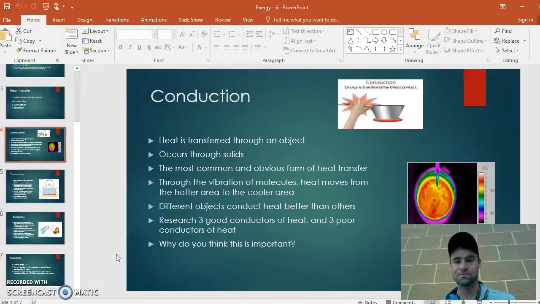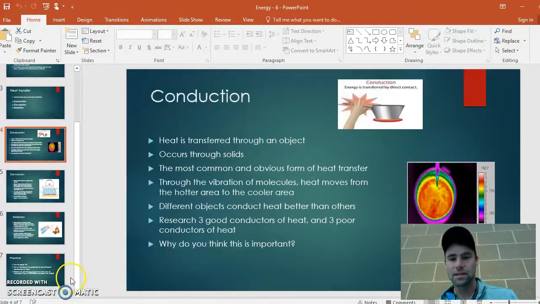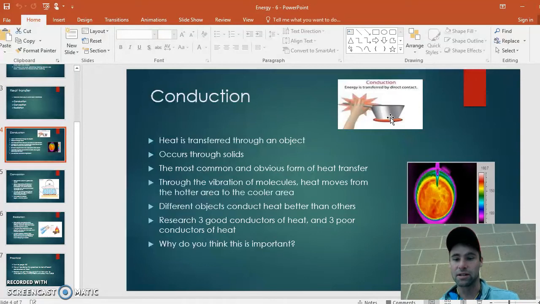So the first one was conduction. Now the main thing to know about conduction is that heat is transferred through an object, through a solid in this case. Now how heat works is heat, temperature, it's vibrating particles. So in the example up here with the saucepan, the metal molecules are actually vibrating, and the hotter they get, the more they vibrate.